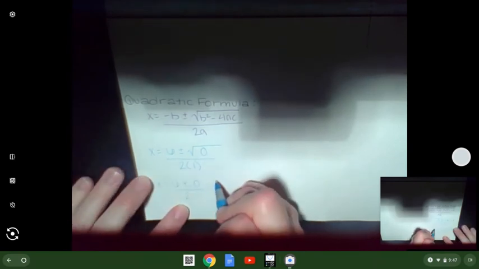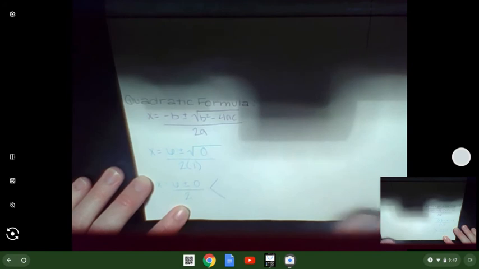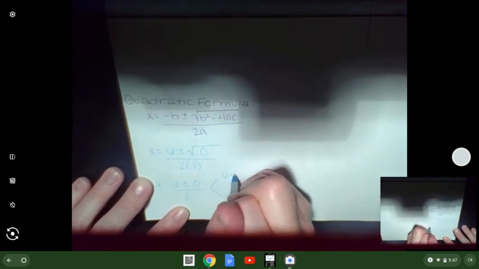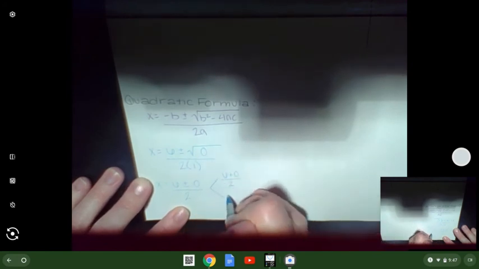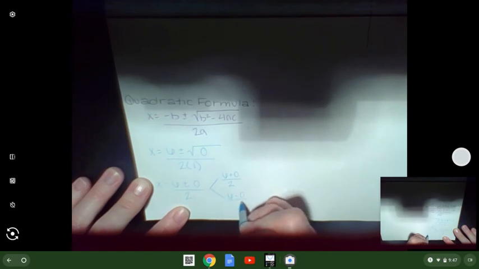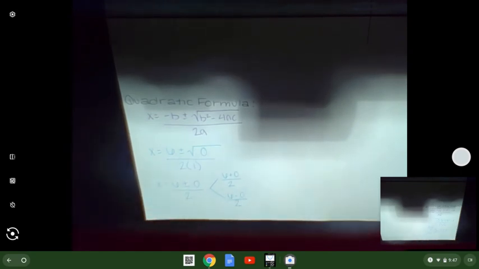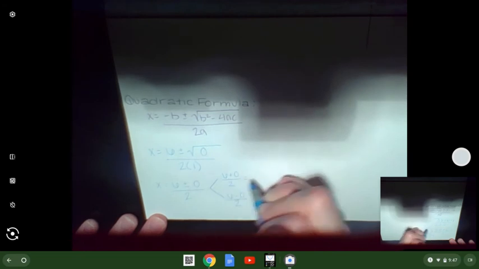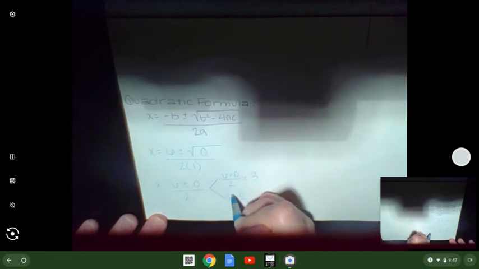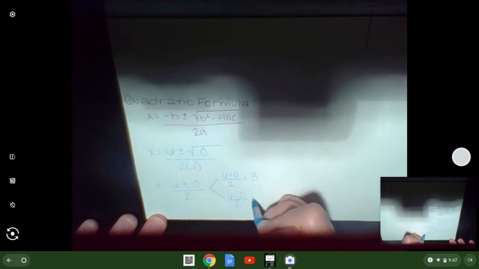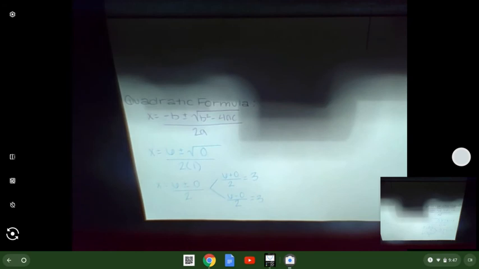Can't add and subtract at the same time, so we're going to split into 2. One where we add 0 and divide by 2. One where we subtract 0 and divide by 2. So 6 plus 0 is 6, divided by 2 is 3. 6 minus 0 is still 6, divided by 2 is 3. Remember that discriminant told us you're going to get one solution.